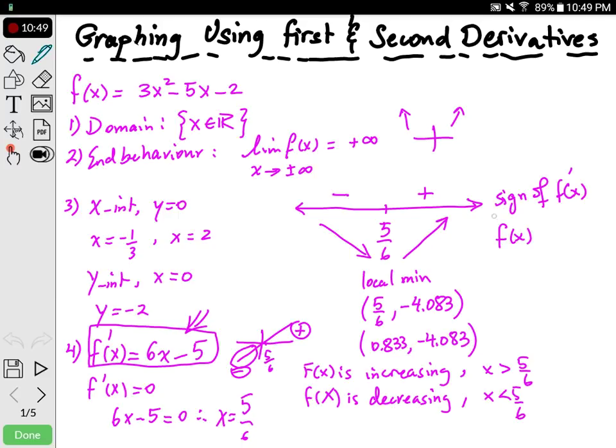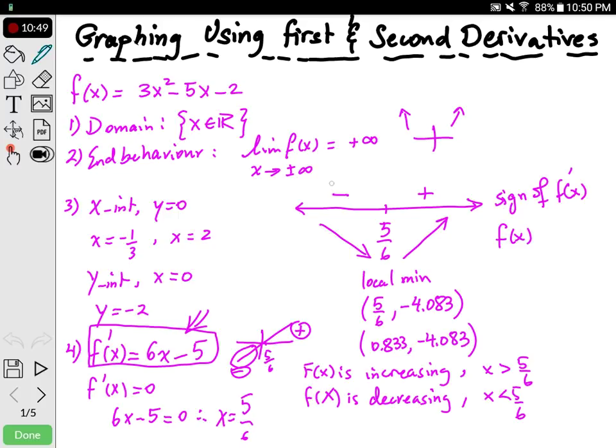We draw a number line which shows the sign of f prime of x, and below that, we see what's the impact on f of x as a function. Now on the f prime of x number line, we have the root that makes f prime of x 0, which is 5 over 6. And since f prime of x is a linear function, 6x minus 5, with a positive slope, this line will have negative y values before the root and positive y values after the root. As a result, the sign of f prime of x is negative before the root, positive after the root.